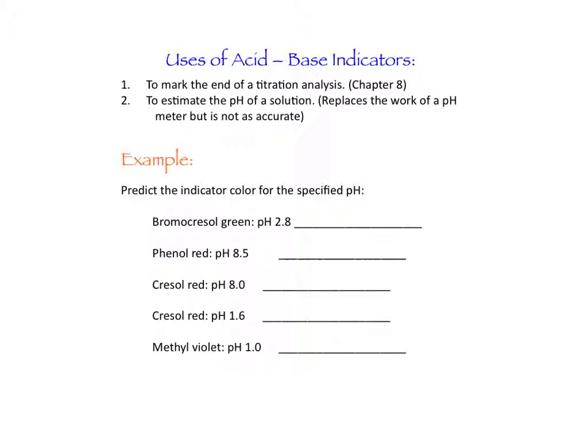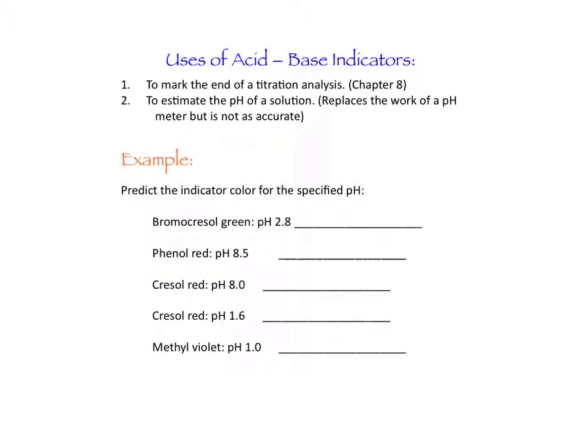How are we going to use these? To mark the end of a titration analysis, which we talk about next chapter, so no worries, or to estimate the pH of a solution. So it can replace the work of a pH meter. It's not as accurate, can't give an exact number, but it can give a good close range. So predict the indicator color for the specific pH.